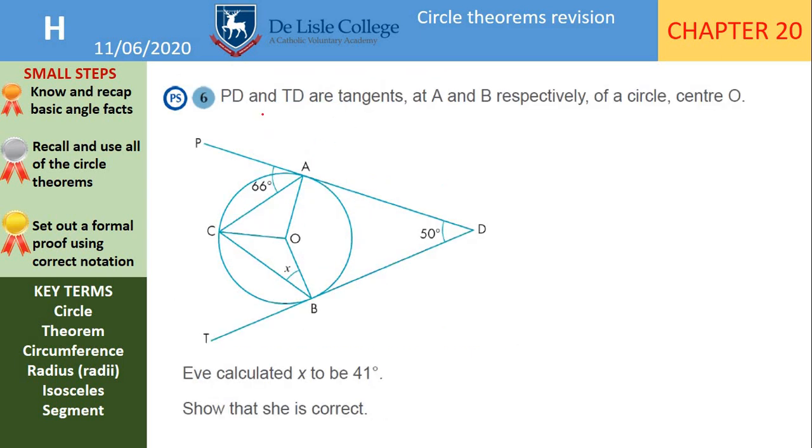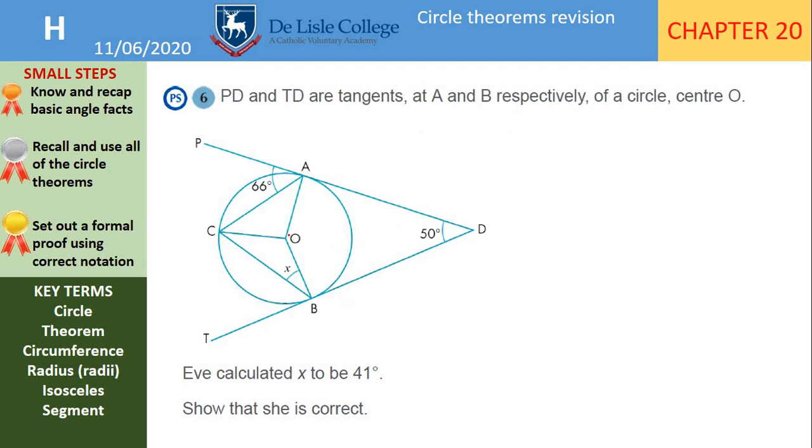Question 6. PD and TD are tangents. Okay. And they meet at an external point here, D. Eve calculated x to be 41, show that she is correct. Okay, so I don't want to write 41 like I've said before and work backwards. We want to work with what we've already got.